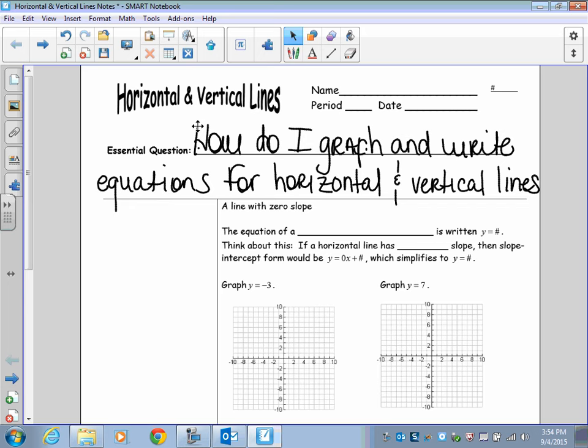A line with a zero slope. Ladies and gentlemen, on the outside, you need to write horizontal line. A horizontal line is a line with a zero slope. The equation of a horizontal line is written y equals number. That number represents any number that you have on your graph. So in the blank, you need to write horizontal line.